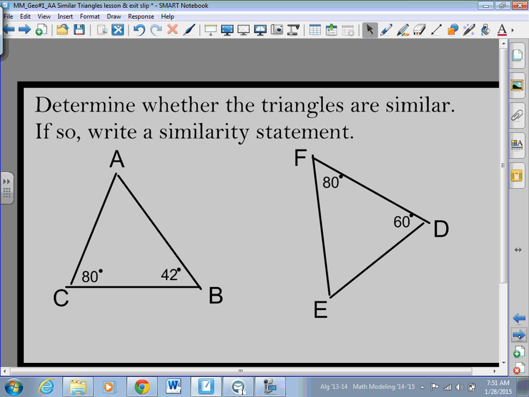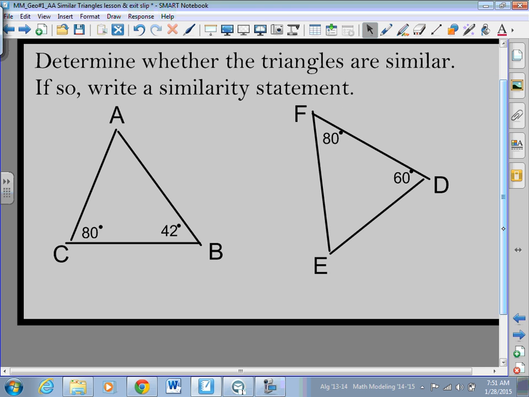Okay? Alrighty, just one more example. Here we go. So go ahead and write down these. And let's begin. If I am looking to form similarity statements, remember I'm looking for similar triangles. I can see that angle C is 80 degrees and angle F is 80 degrees. Perfect. There's one set. However, once again, I have to find the other set.